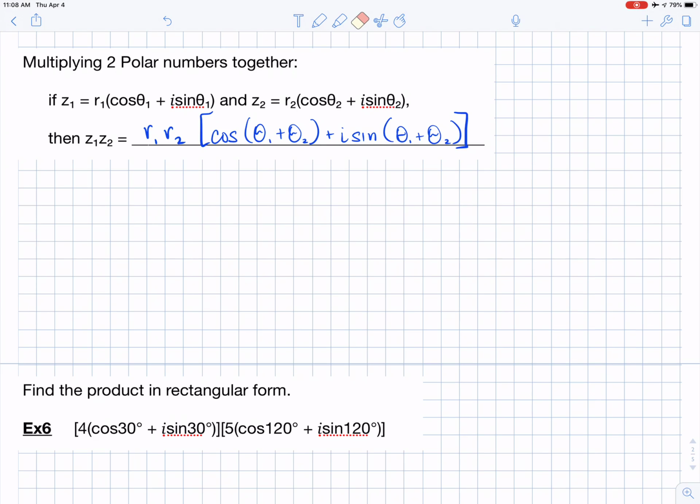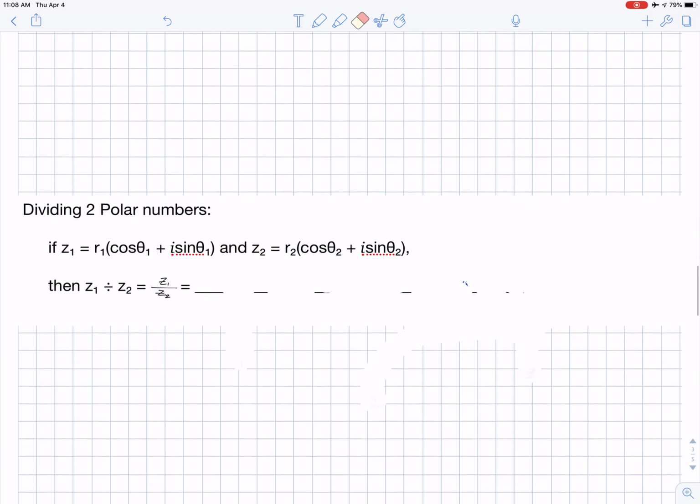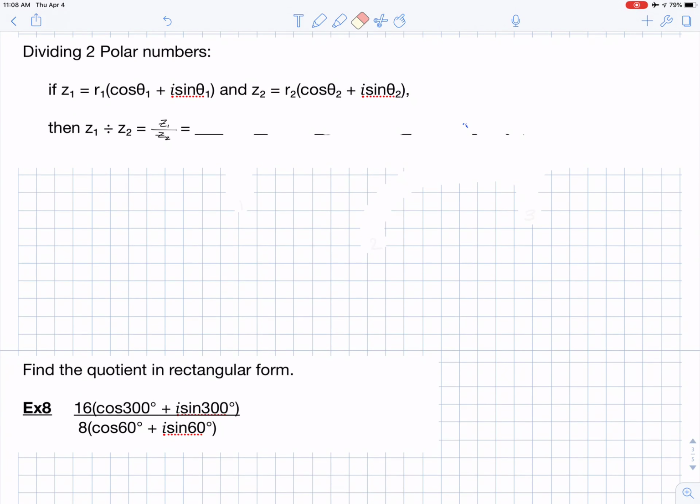That's for multiplying. Now let's go down a little bit and let's talk about dividing two vectors that are in polar form. And so in this case, you can see I have the exact same two polar numbers. And this time I want to divide my z1 and my z2. And so in order to do this, the first thing I'll do is I'll divide my radii, r1 divided by r2. Once again, I'm going to keep my polar format intact.